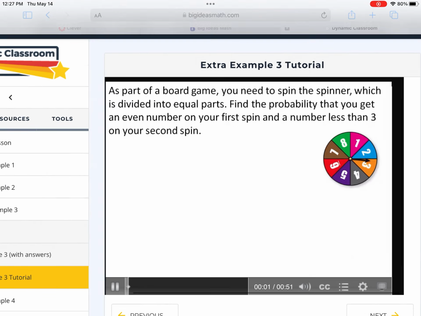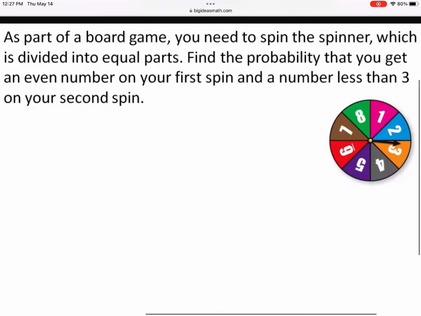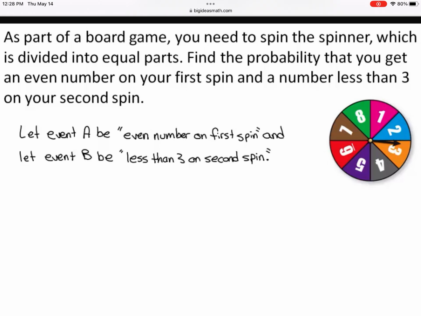As part of a board game, you need to spin the spinner, which is divided into equal parts. Find the probability that you get an even number on your first spin and a number less than 3 on your second spin. Let event A be an even number on first spin, and let event B be less than 3 on second spin. The events are independent because the outcome of your second spin is not affected by the outcome of your first spin.